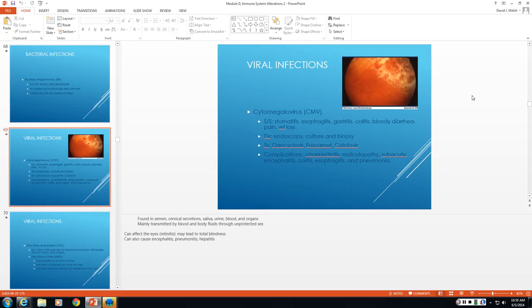Like we said, complications can be subacute encephalitis, colitis, esophagitis, pneumonia. All those things can be complications of the viral infection.